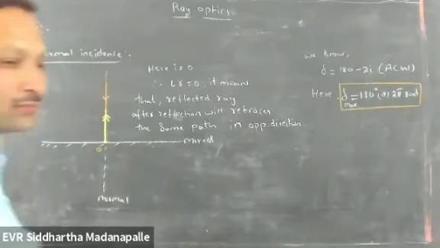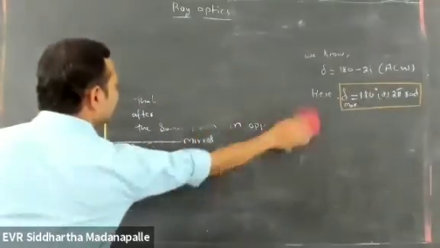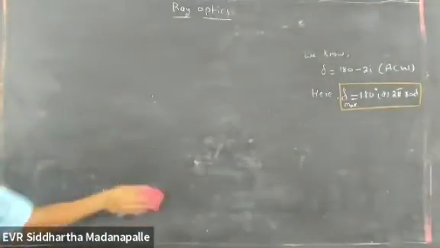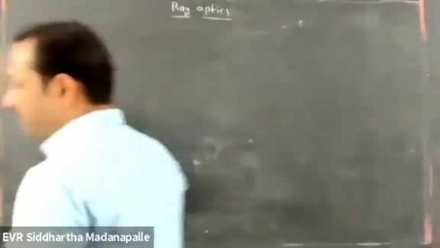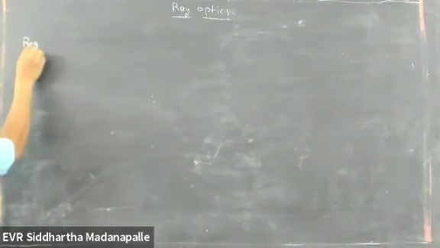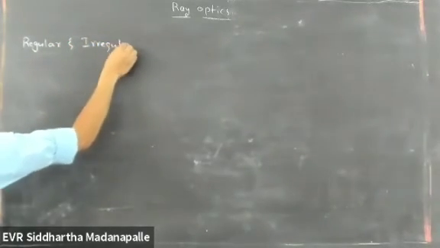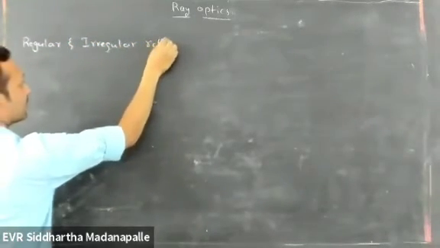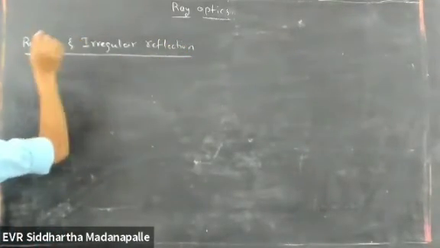Okay. Now let us discuss the regular reflections and irregular reflections. Irregular reflections are also called diffused reflections. So let us discuss regular and irregular reflections. It depends upon the surface on which the incident ray is going to be incident.